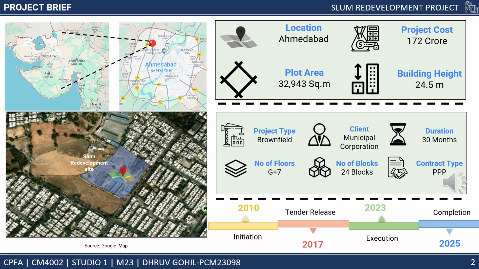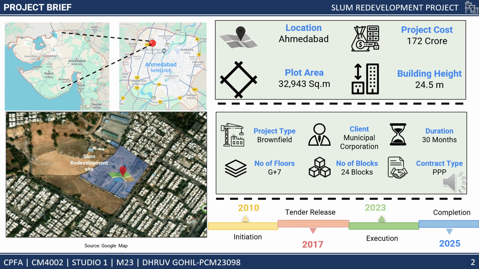In the project brief, the project has a total land area of 32,943 square meters and also has shops. It is a brownfield project divided into 24 blocks. The study deals with the feasibility to ensure the viability of the redevelopment project in Ahmedabad. The estimated completion time is 30 months and it is a PPP, public private partnership project, in which the municipal corporation is the client. The project timeline starts in 2010.